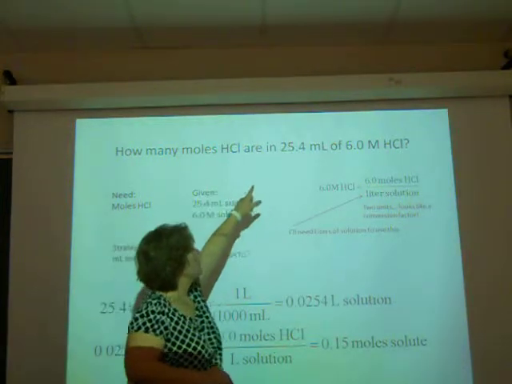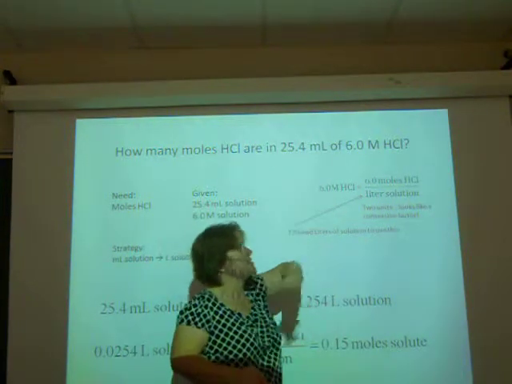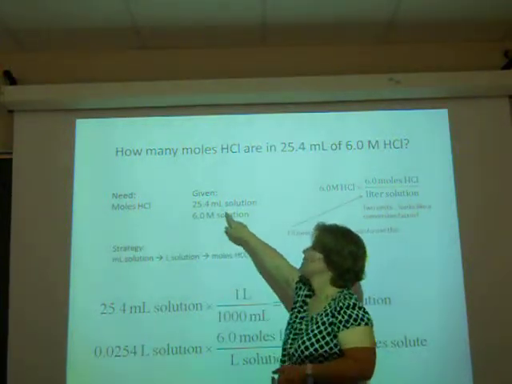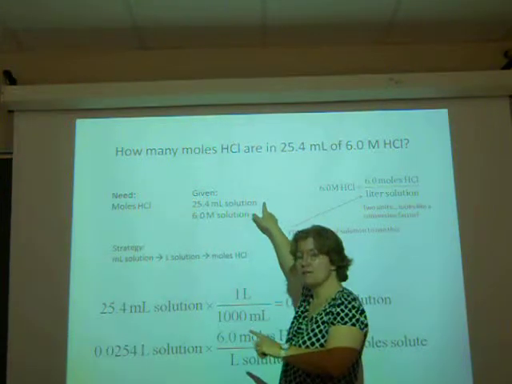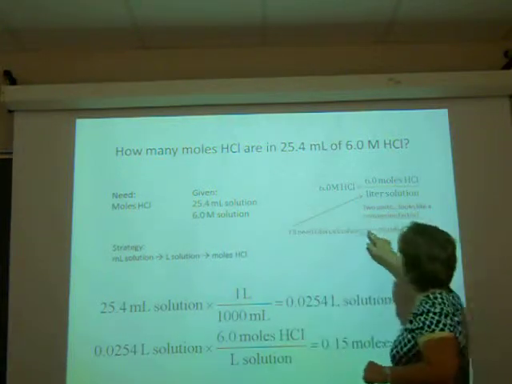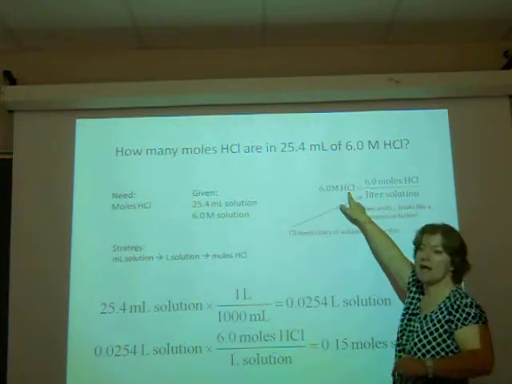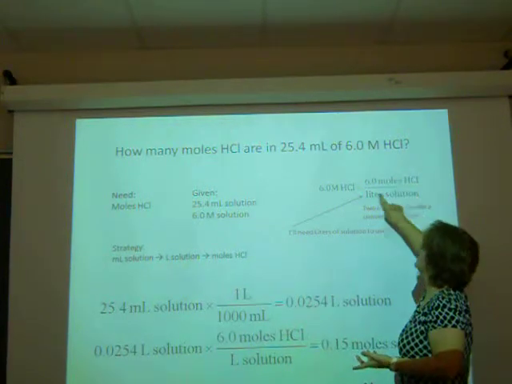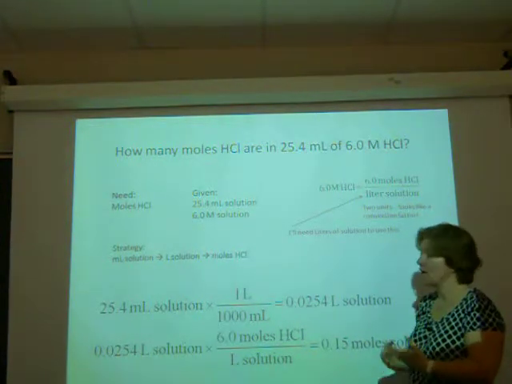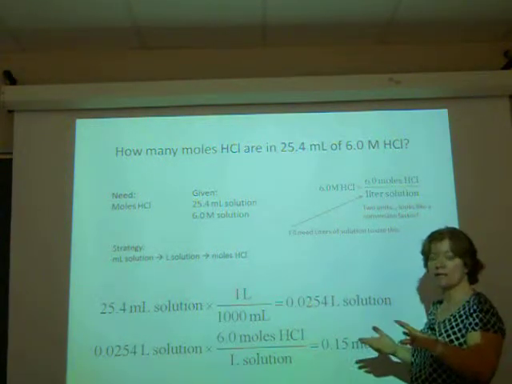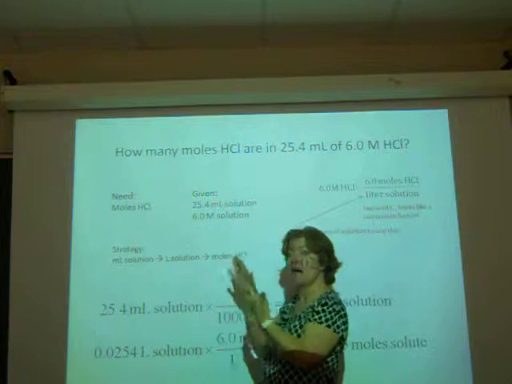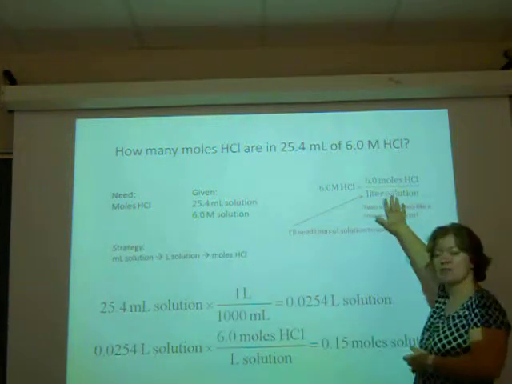How many moles of HCl are in 25.4 milliliters of 6.0 molar HCl? Let's strategize this one. I need moles of HCl. I'm given the volume of solution in milliliters. I'm given the molarity. And I know 6.0 molar HCl could be written as 6.0 moles of HCl per liter of solution, so that could be a conversion factor. I can use molarity as a conversion factor. I could also use the molarity equation and plug in the two things that I know. I know the molarity and I know the volume of solution if I convert this to liters, and then I can solve for moles. I'm going to use the conversion method.